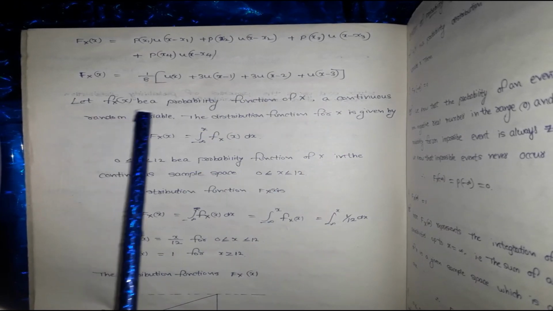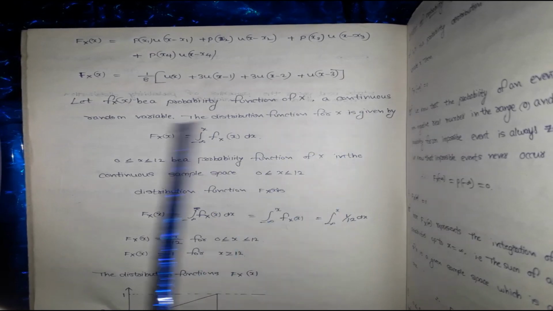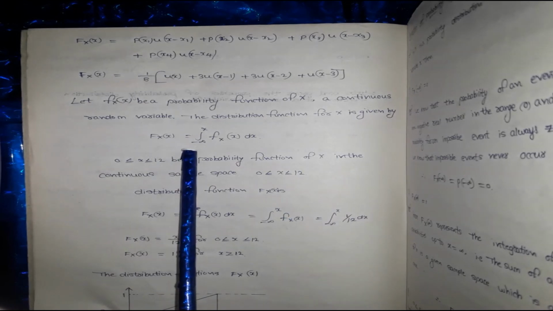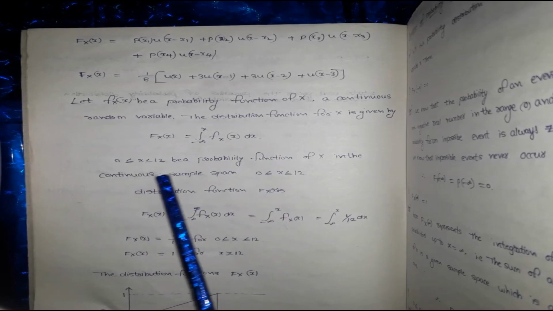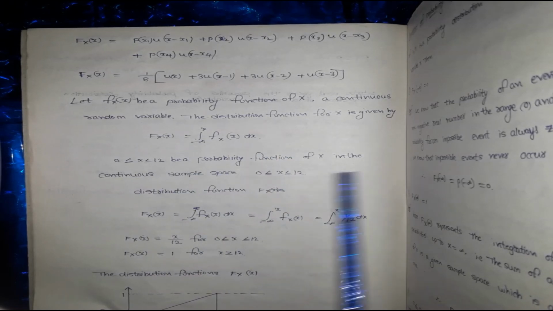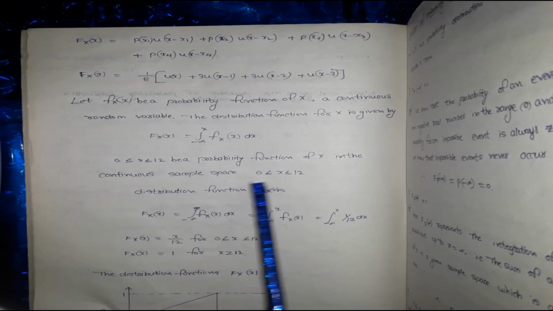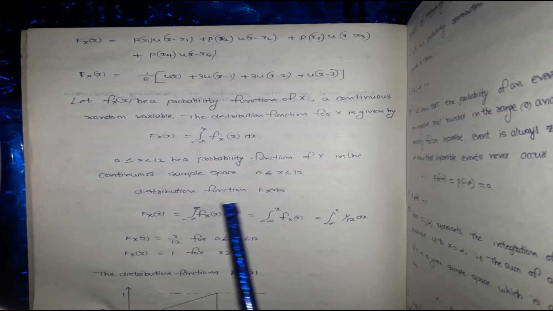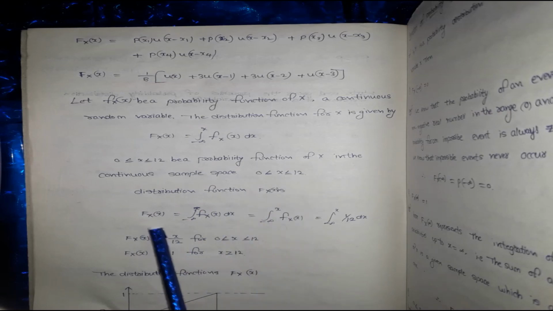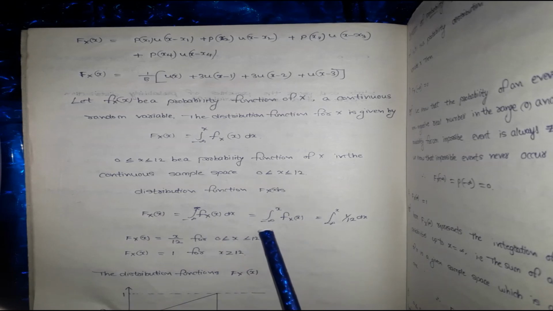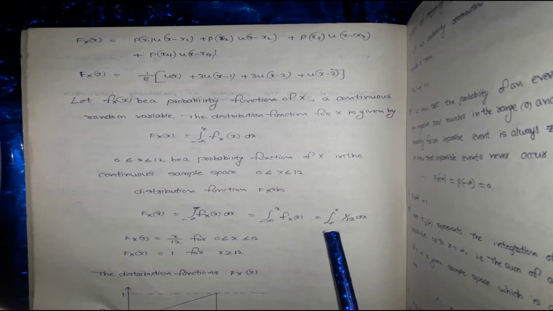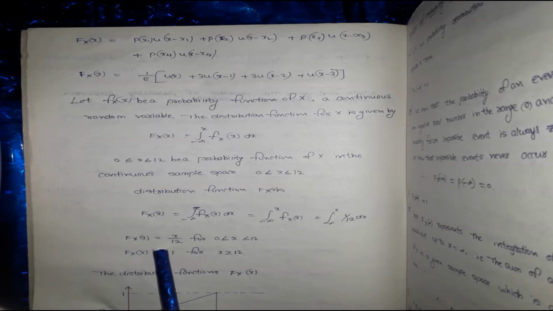Let f_X(x) be a probability function of X, a continuous random variable. The distribution function for X is given by F_X(x) equal to the integral from minus infinity to x of f_X(x) dx. Here, let f(x) equal to 1/12 for 0 less than or equal to x less than or equal to 12 be a probability function of X in the continuous sample space. The distribution function F_X(x) is the integral from minus infinity to x of 1/12 dx, so F_X(x) is equal to x/12.